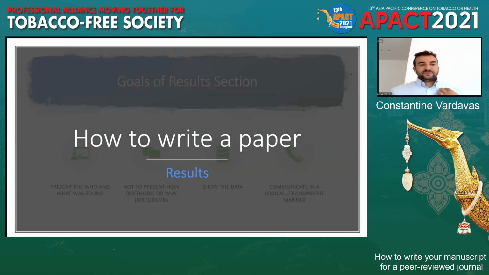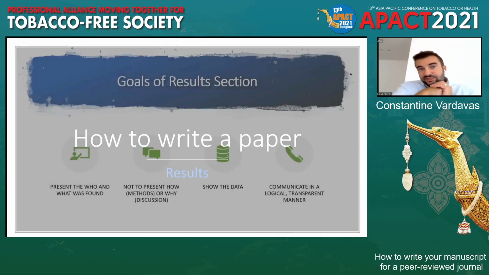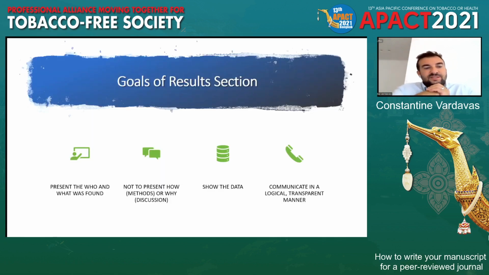When you have the tables of the manuscript, it's much easier to actually write the results. So the goal of the results section is to present the who and what was found, but it's not to present how we found the data, so no methods, and definitely, again, this is a major point, definitely no discussion of the results.